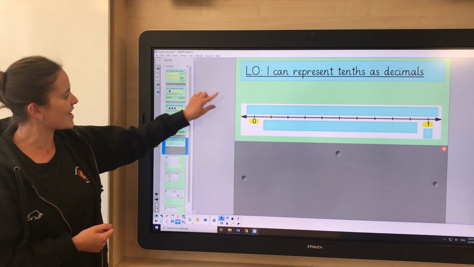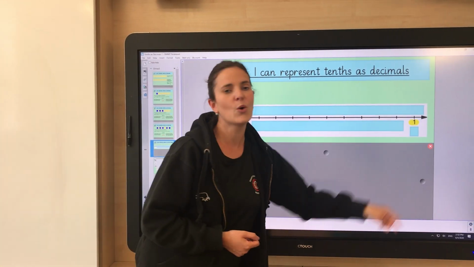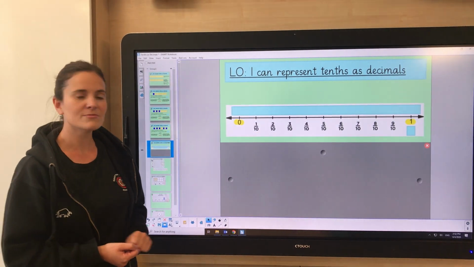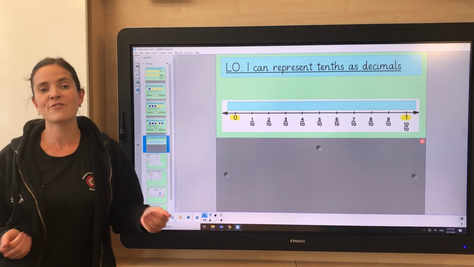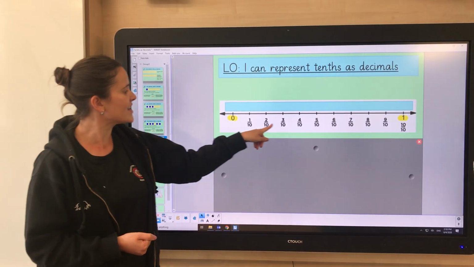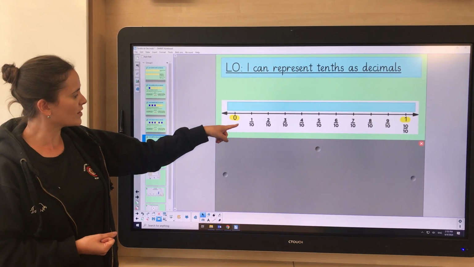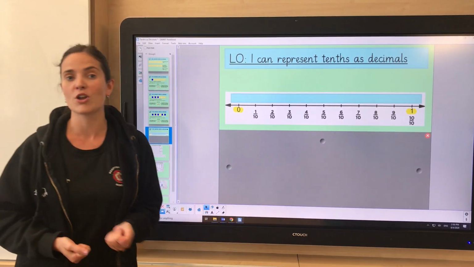And you can see it has 0 at the start, and it goes all the way up to 1 at the end. And in the last video, I showed you that the number line has been divided into 10 equal parts, and then we showed each one of those 10 parts as a fraction. You can see we go from 1/10 all the way up to 10/10, which is 1 whole.